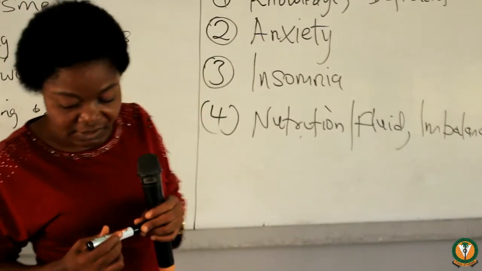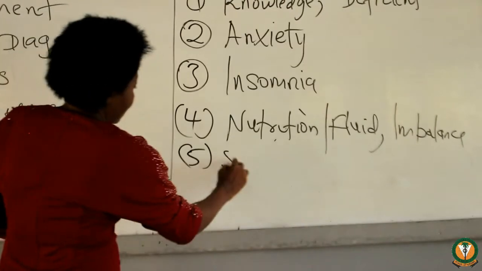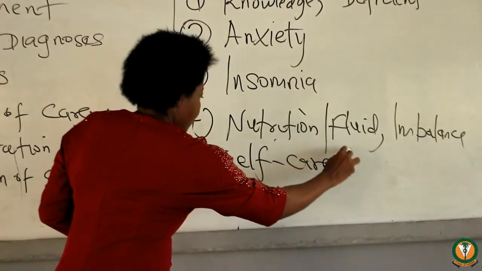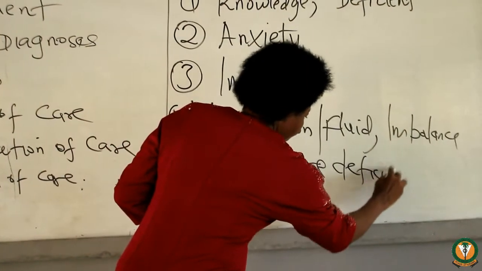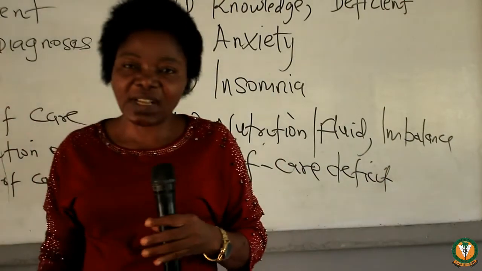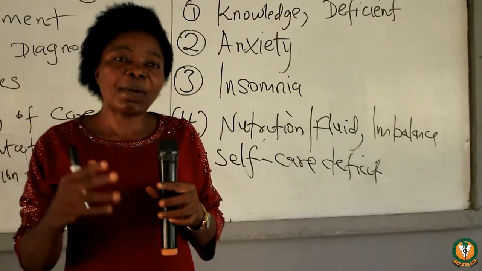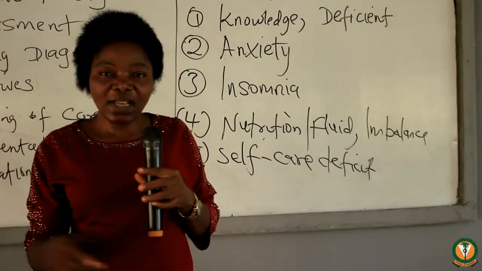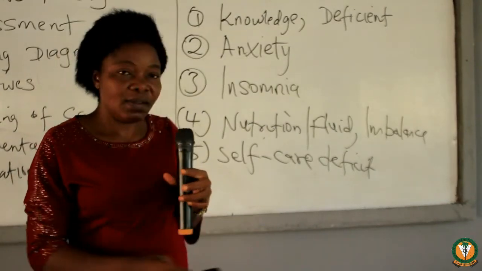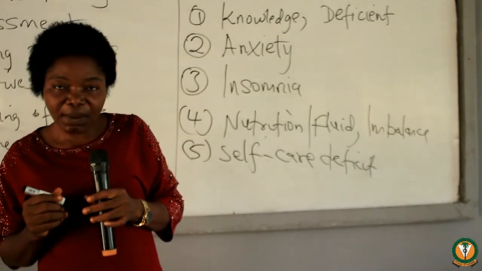The fifth area is self-care deficit. There are so many things to do, so many preparations to make for the surgery, and the patient might not have the knowledge or the will or the power to do all these things. It's the nurse that will prepare the patient and provide the self-care needs of the patient for the surgery. Number six is elimination impaired.